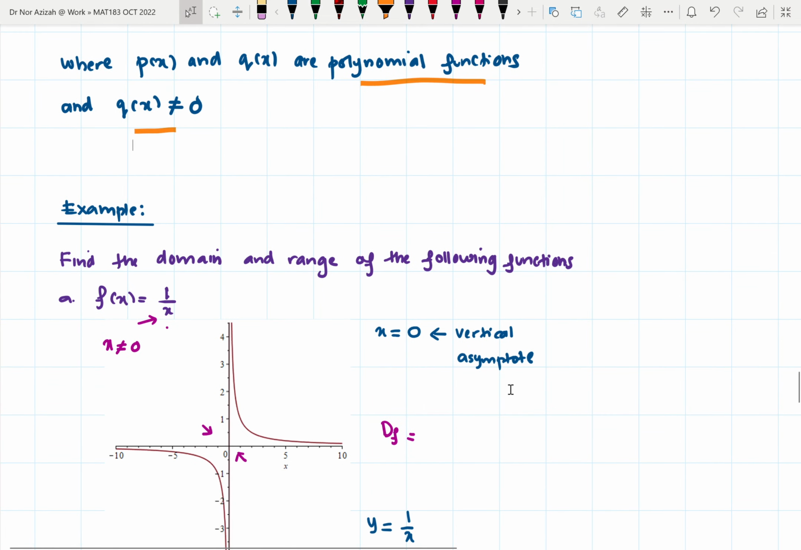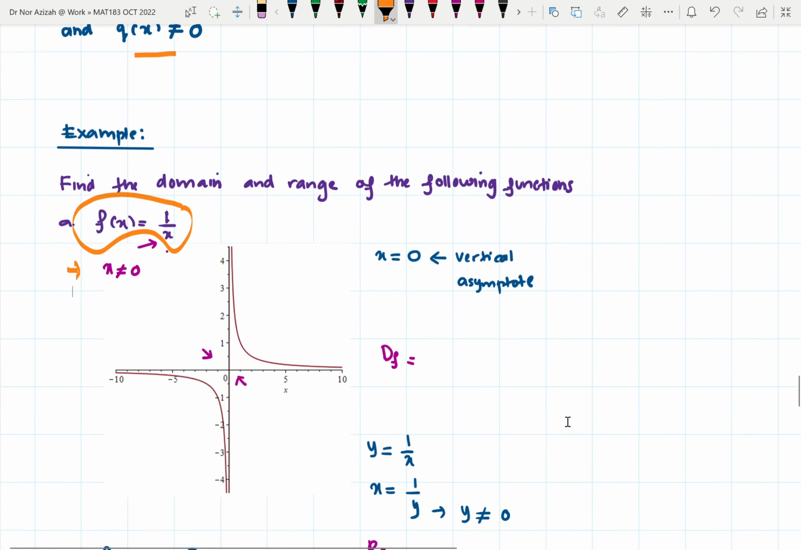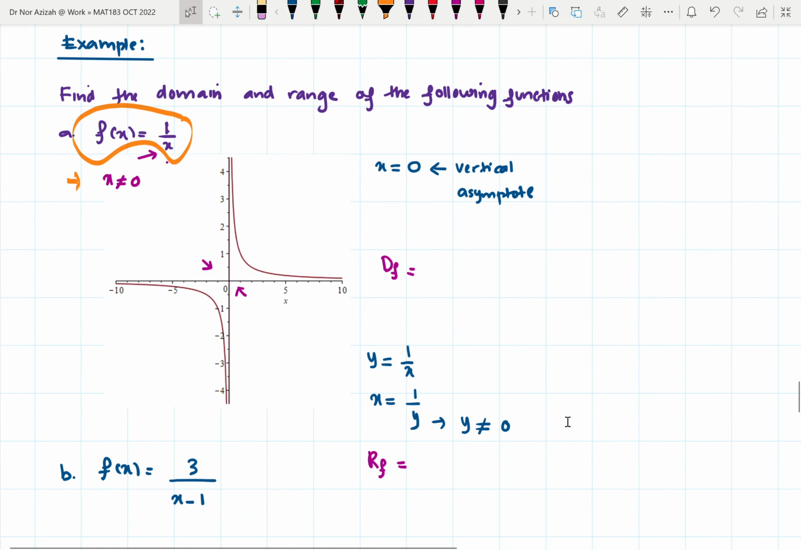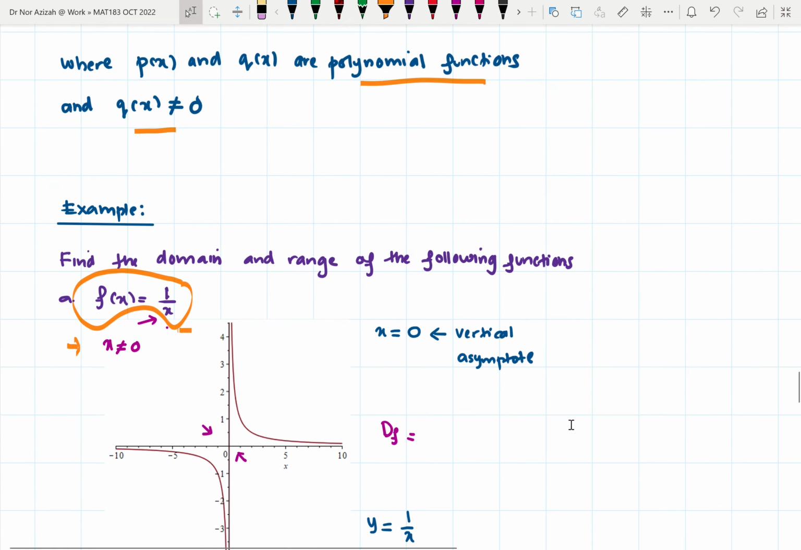The basic formula for a rational function is f(x) equals 1 over x. In order for f(x) to be defined, x must not equal 0. Here, to sketch the graph, consider the denominator. The denominator here is x, so let x equals 0, and you will get the vertical asymptote. So this one is the vertical asymptote.